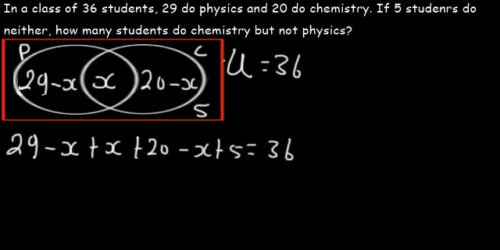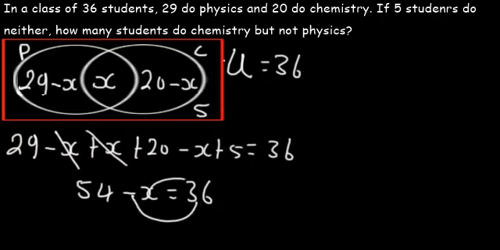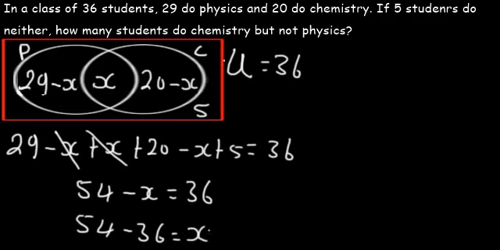So it equals 36. 29 plus 20 becomes 49, plus 5 becomes 54. So this negative x over here will combine with the other negative x, and then we have 54 minus x equals 36. Let's bring 36 to this side and take x to the other side. Therefore we have 54 minus 36 equals x. So the value of x turns out to be 54 minus 36. Let me use my calculator. 18. So we have the value of x to be equal to 18.